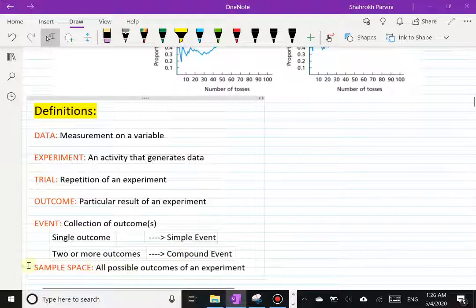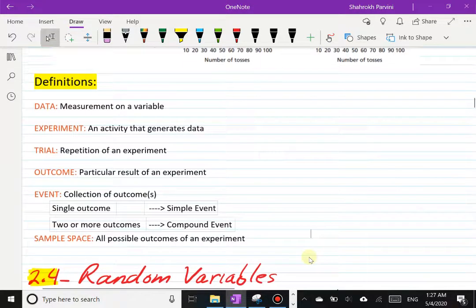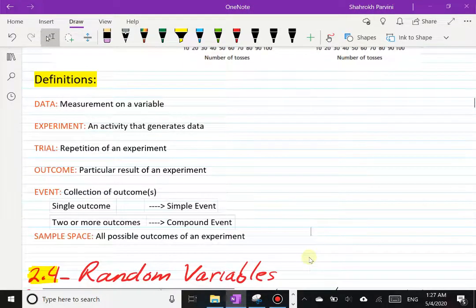A sample space for us is like the universe, the totality of all possible measurements. It really resembles the definition of a population that we had last week. Remember, population was the collection of all possible outcomes. Well, that's what a sample space is also. It's all possible outcomes of an experiment. Okay, so hopefully those are clear definitions, and we are done with section 2.1.